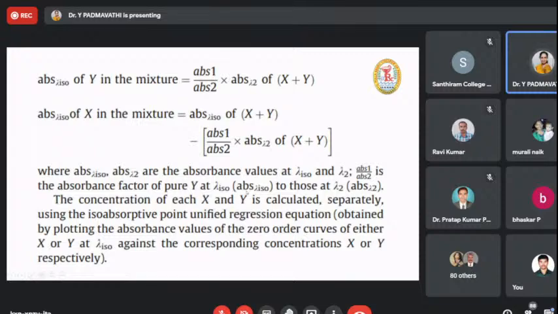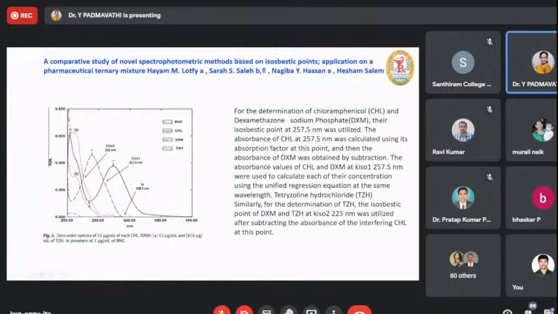So one example I gave: he analyzed three samples, chloramphenicol with dexamethasone sodium phosphate, and also tetrazoline hydrochloride in the presence of benzalkonium chloride as a preservative. We used this absorptivity subtraction method for calculation. For determination of chloramphenicol and dexamethasone, he used 257 nm. The dotted blue line is for dexamethasone and the solid black line is for chloramphenicol.